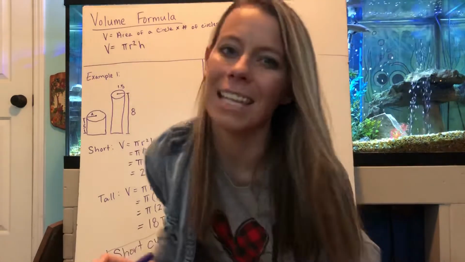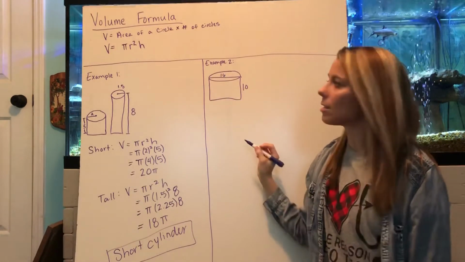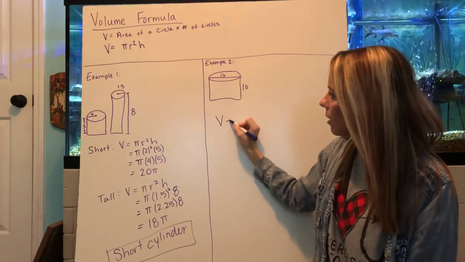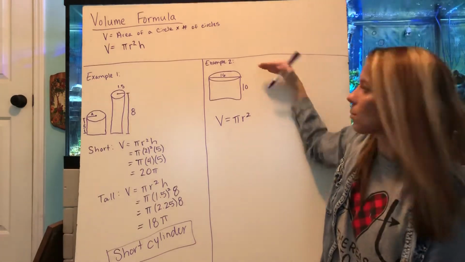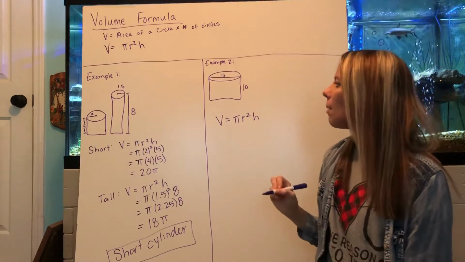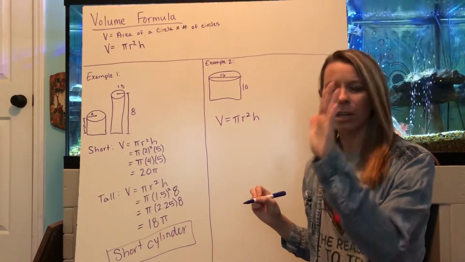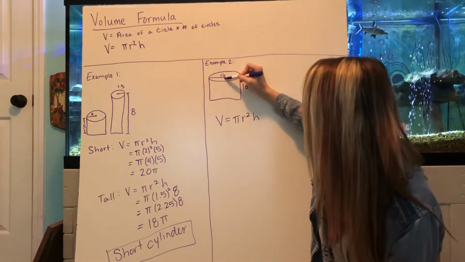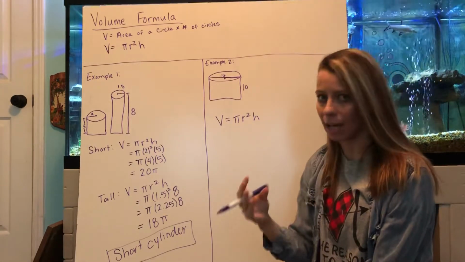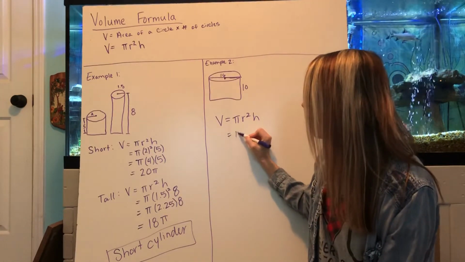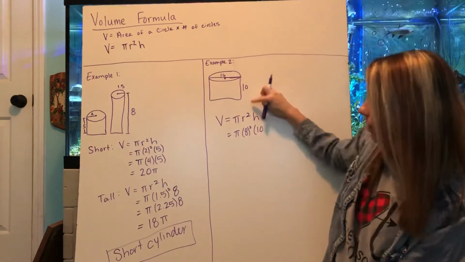All right, last example for volume of a cylinder. We're trying to find the volume of this cylinder, so write our equation. Volume equals the area of a circle, pi r squared, times the number of circles we have, so h. So in this one, don't forget the radius goes from the middle of the circle to the outside. So middle to the outside is not 16, it's half of 16, which is 8. So we have pi times 8 squared times 10, because there's our height.